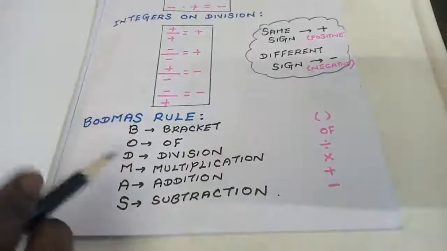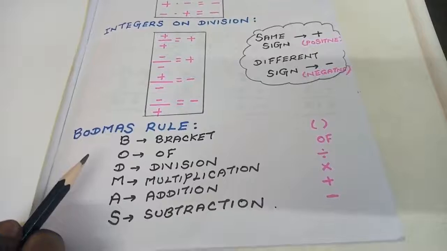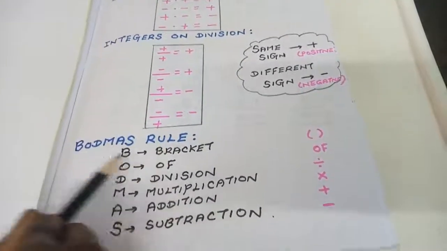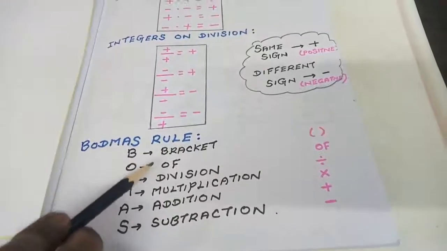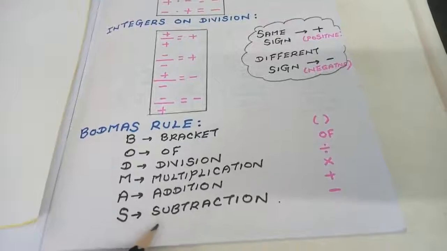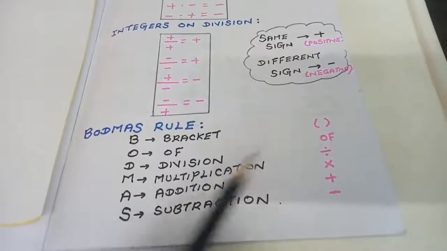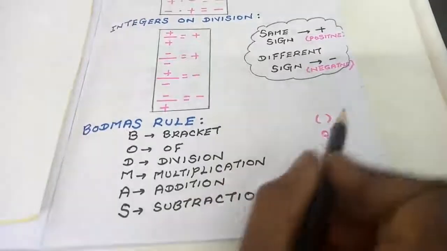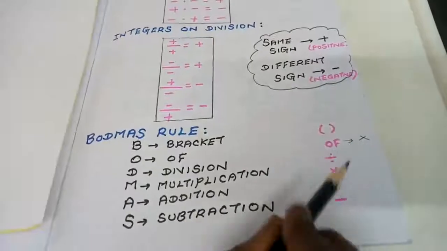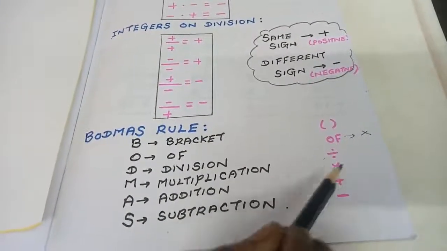And while you are doing the calculation in integers, if you are going to get two or three operations together, you will be using the BODMAS rule, that is Bracket, Of, Division, Multiplication, Addition and Subtraction. This is the procedure of doing the calculations. In place of "of" you will be using into. Keep this in your mind.